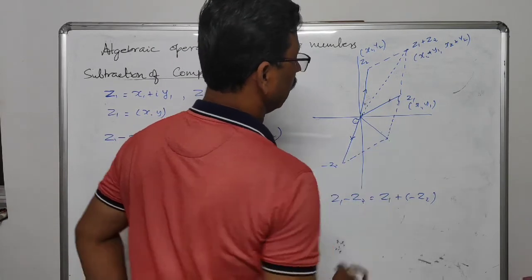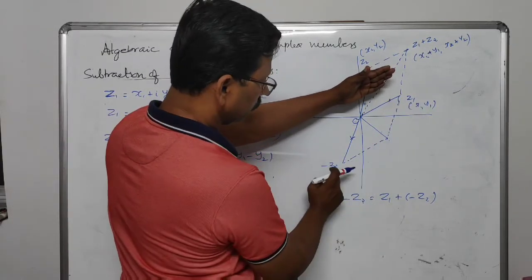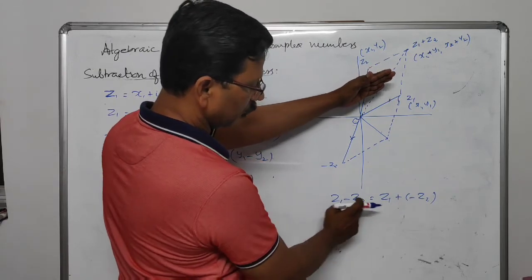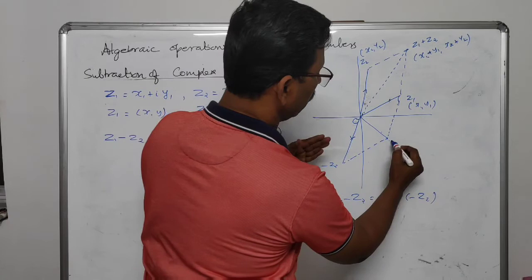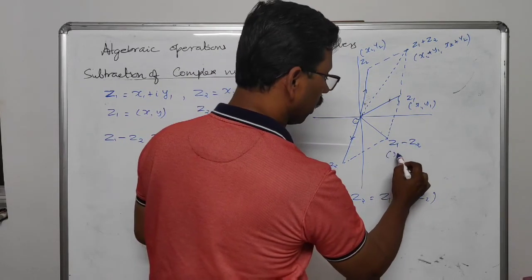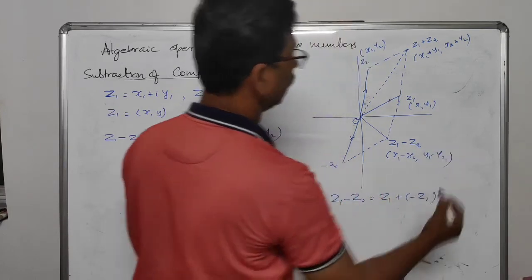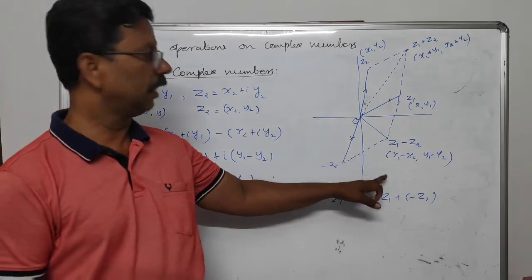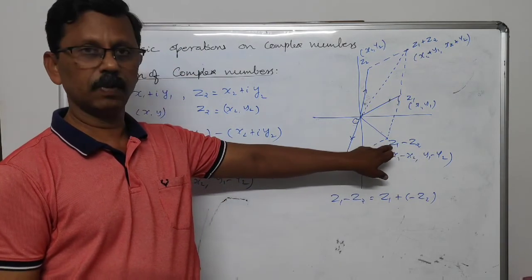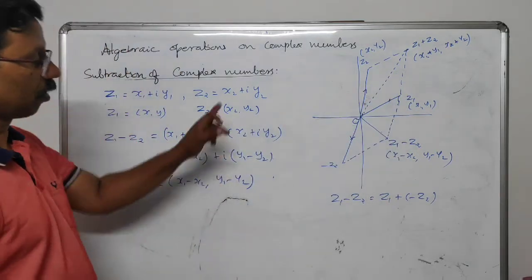Then what is this diagonal? Nothing but the sum of these two adjacent sides. This is Z1, this is minus Z2. What is the sum of Z1 and minus Z2? Nothing but Z1 minus Z2. Therefore, this will be Z1 minus Z2, whose coordinates are x1 minus x2, comma y1 minus y2. Likewise, you can consider the subtraction of one complex number from another complex number. This is the way of representing the subtraction of a complex number.